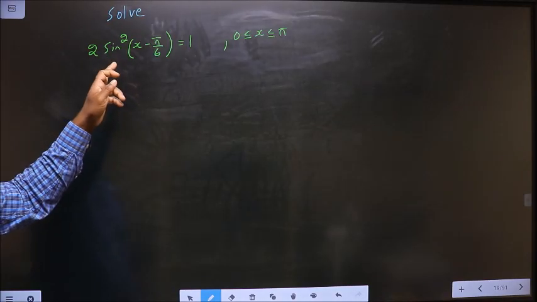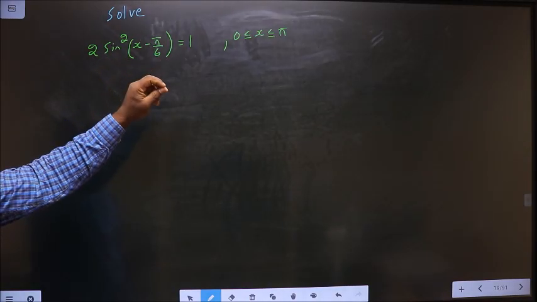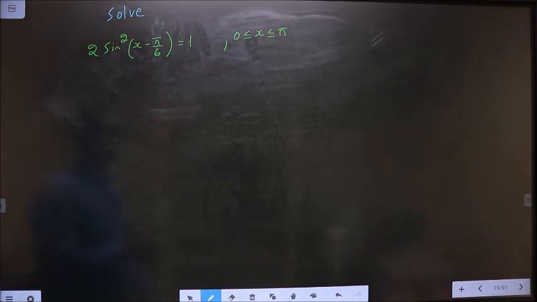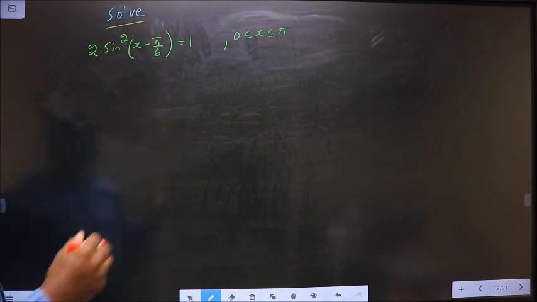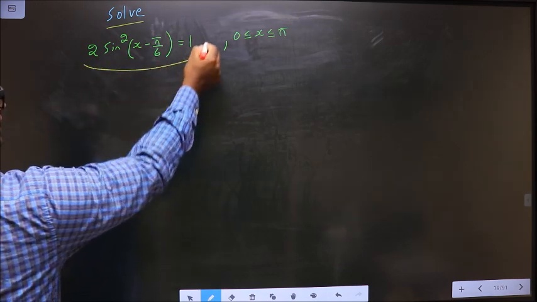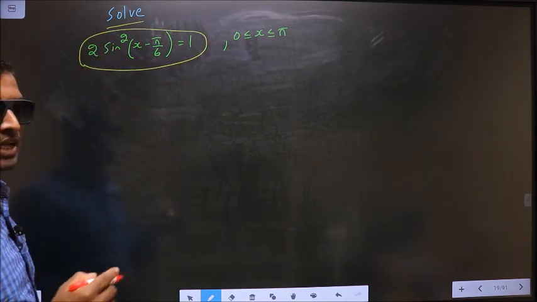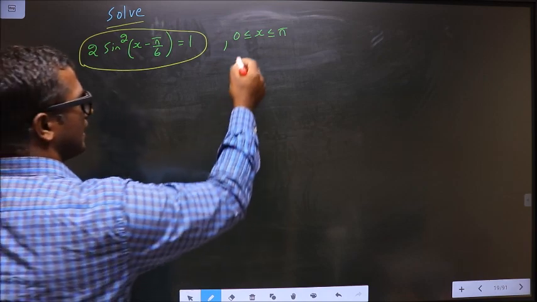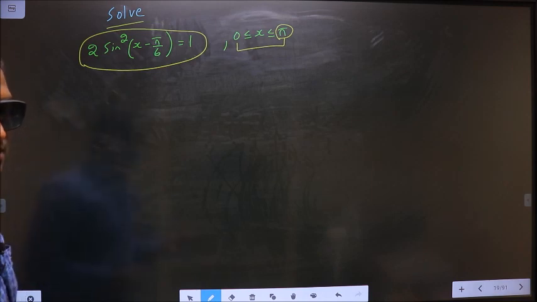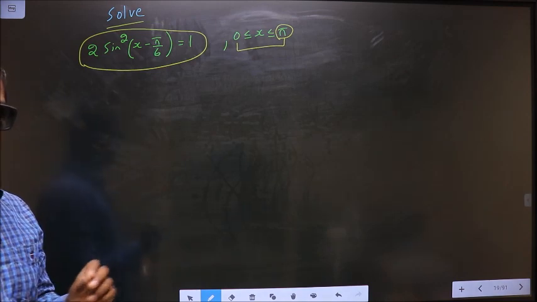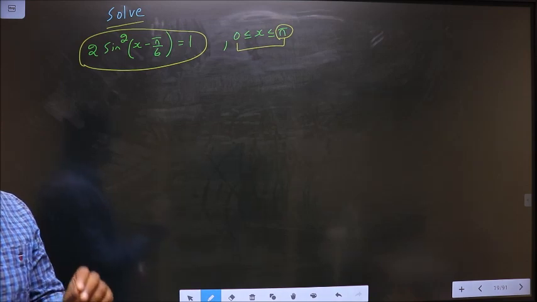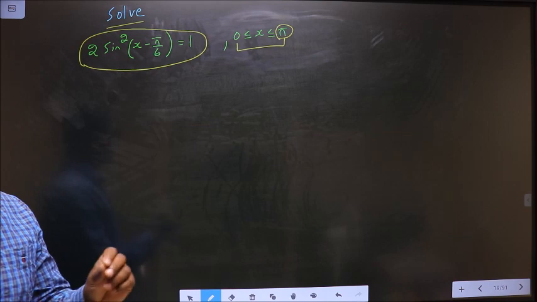Solve 2 sin²(x − π/6) = 1, where x lies in the interval 0 to π. Here they told you to solve, so you should find the values of x satisfying this equation, and also it should lie in the interval 0 to π. Here you have π, which means you should get the answer in radians. For that, put your calculator in radians mode. I repeat, put your calculator in radians mode.